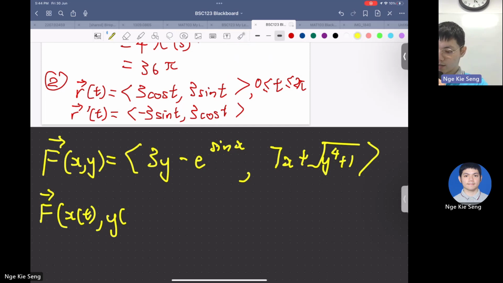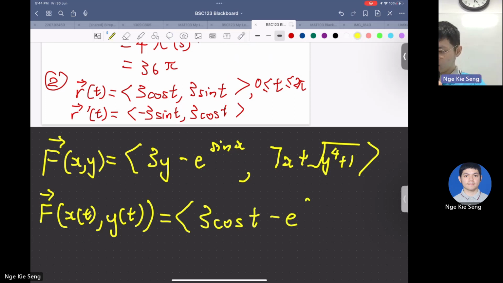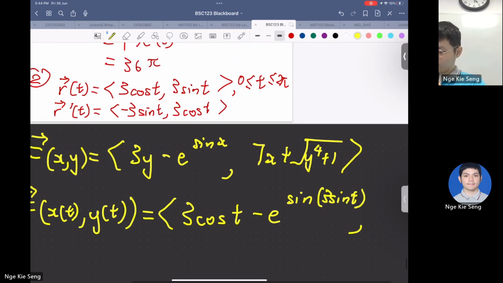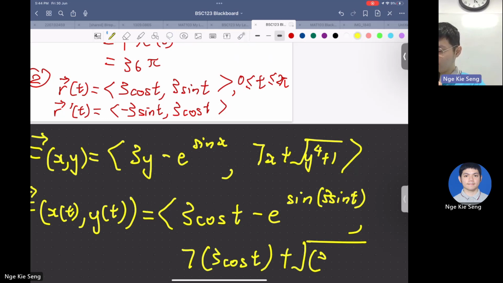So we'll get a very complicated looking function. Sine of 3 sine t. Okay. So 7 times 3 cos t plus square root of 3. Can we just write it down and then we skip?